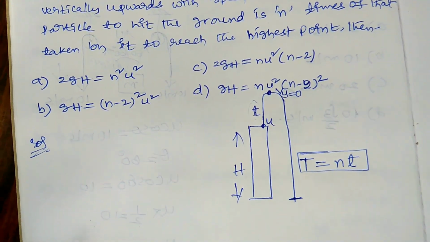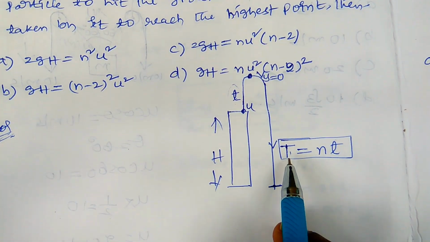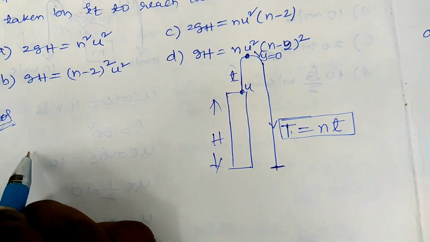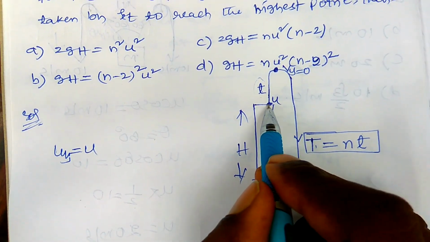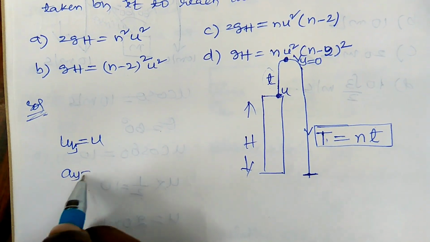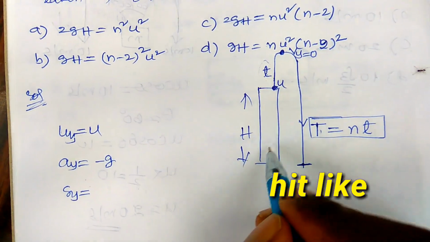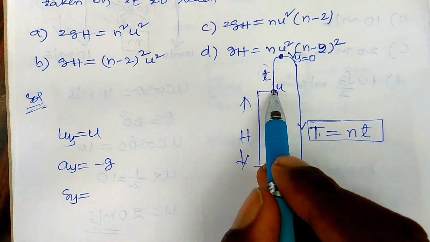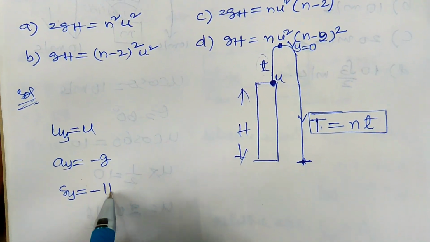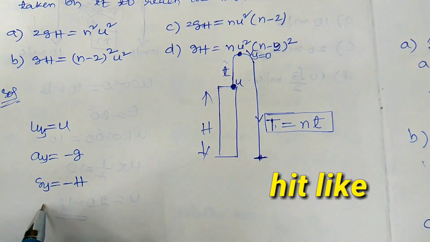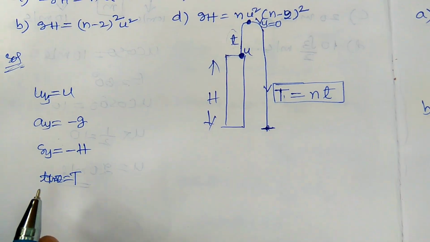Coming to the first, the time taken to reach the ground point, capital T. Here the initial velocity along the y direction, uy, is equal to u. This is the initial velocity, and the acceleration along the y axis is minus g. The displacement sy is nothing but the distance between the initial and final points; here there is height h, so it is minus h. The time taken is capital T.